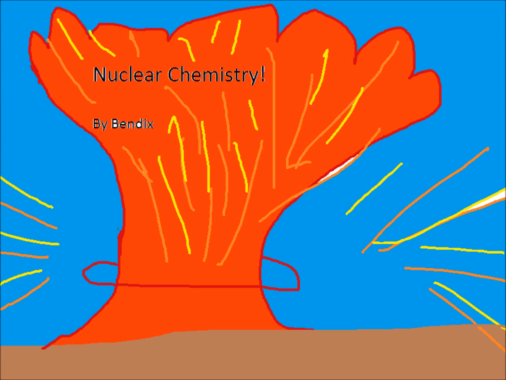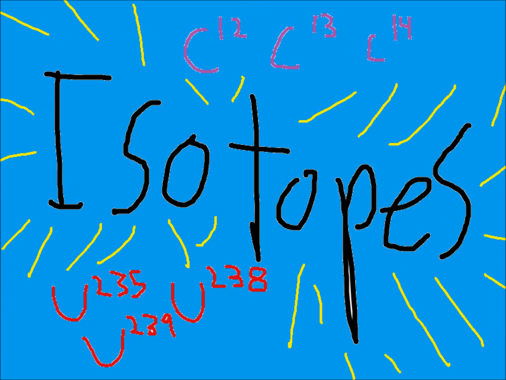Nuclear chemistry, with Bendix. The most important thing about nuclear chemistry is understanding the isotope. Isotopes are the same element with different numbers of neutrons.